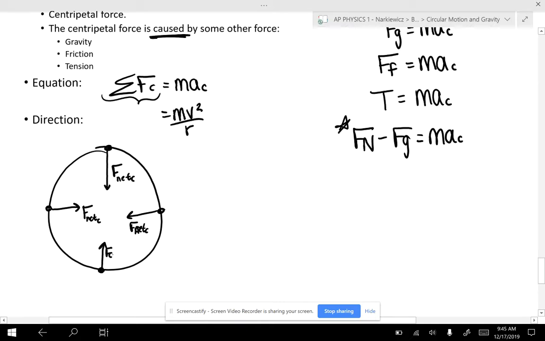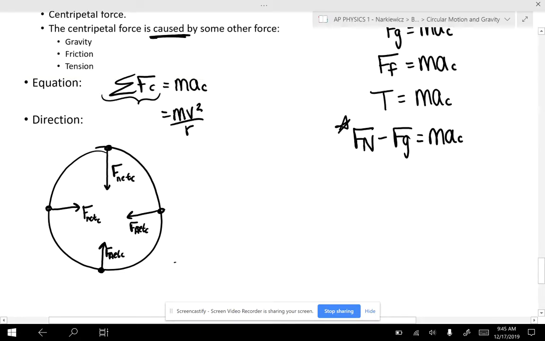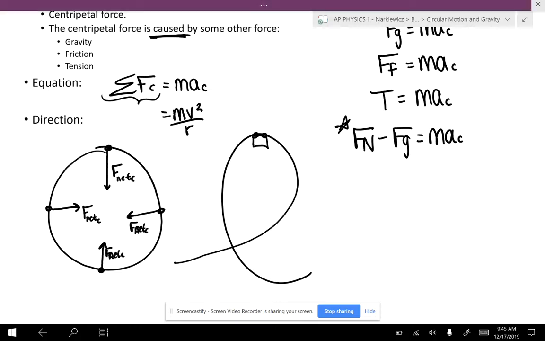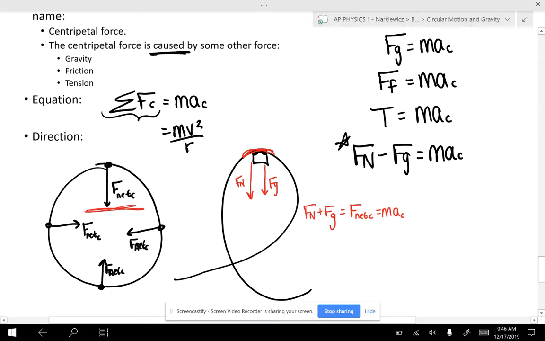So there could be multiple forces acting on the object at a given point. Let's think about a roller coaster loop-the-loop. At this top point here, there is a normal force pointing down from the surface that's right here, and a force of gravity. And both of those forces combine to give us that net centripetal force, or the MAC. On a free body diagram, you wouldn't necessarily draw an arrow like this. You would draw them like this, with the actual forces causing that centripetal acceleration.